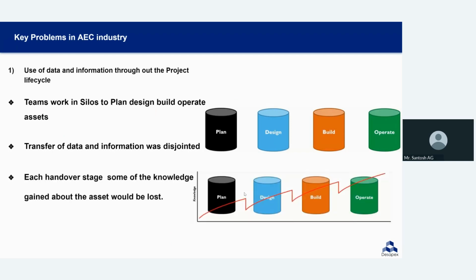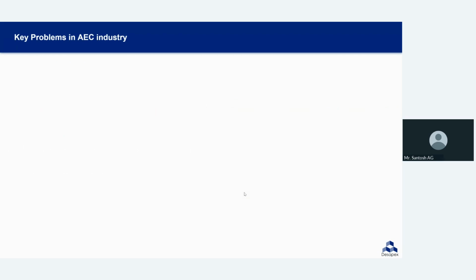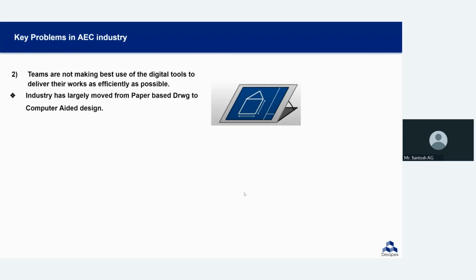As a result, at each handover stage, some of the knowledge gained about the asset would be lost, and the incoming team would have to spend time and money to rediscover it. The second key problem was that teams were not making the best use of the digital tools to deliver their work as efficiently as possible. The industry had largely moved from paper-based drawings to computer-aided design, which is CAD. But in doing so, they simply replicated their paper drawings in digital formats.